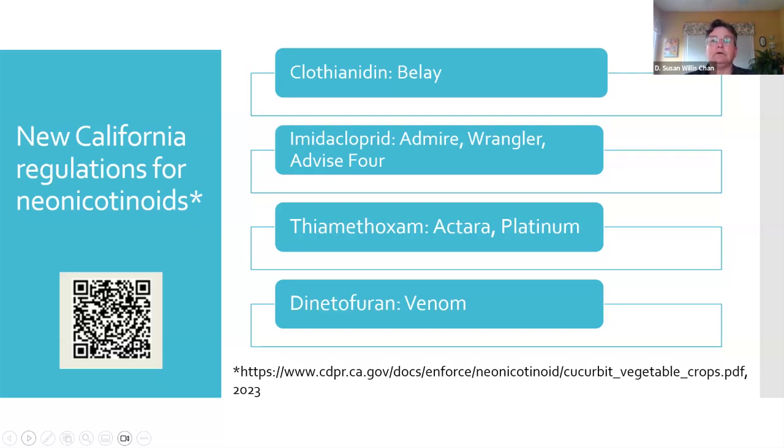Because neonicotinoids are such an issue in this crop with respect to toxicity, I want to bring to your attention the new California regulations for neonicotinoids as of 2023. These apply to clothianidin, imidacloprid, thiamethoxam, and dinotefuran. I'm not going to say much more about this, but you can find this information using this QR code or following this URL. This is information that is not on the label, but which you are still responsible to follow.